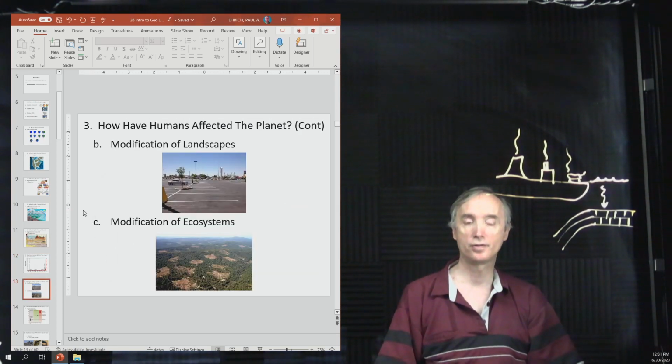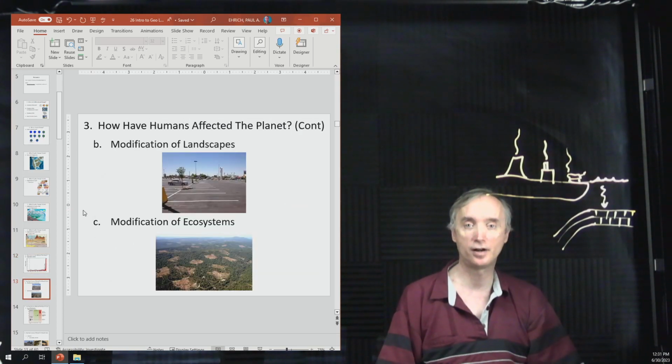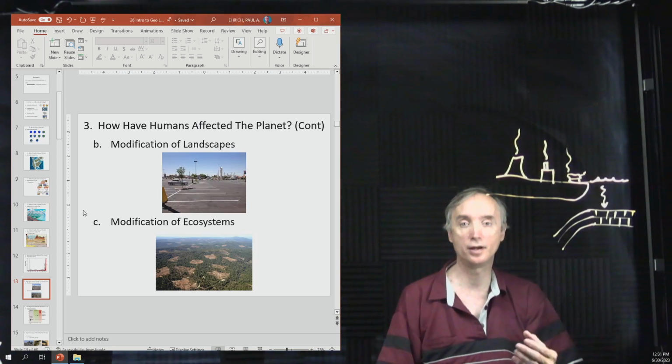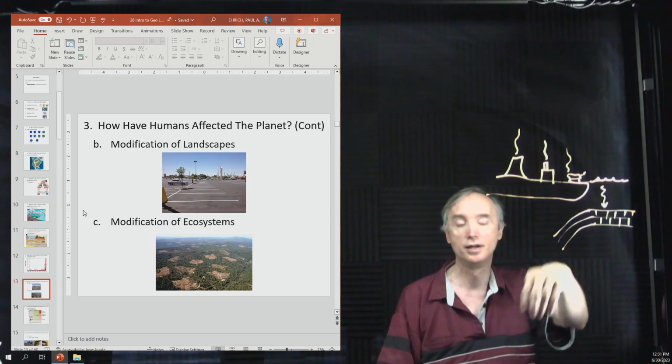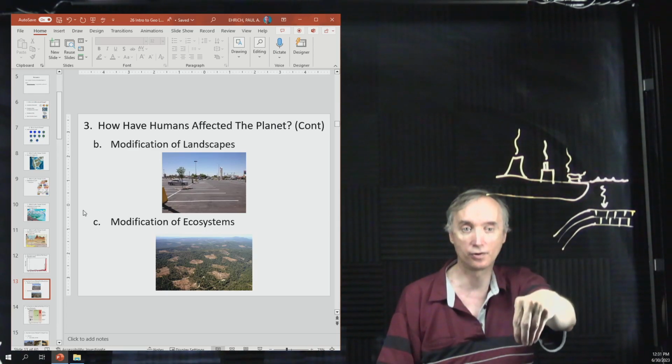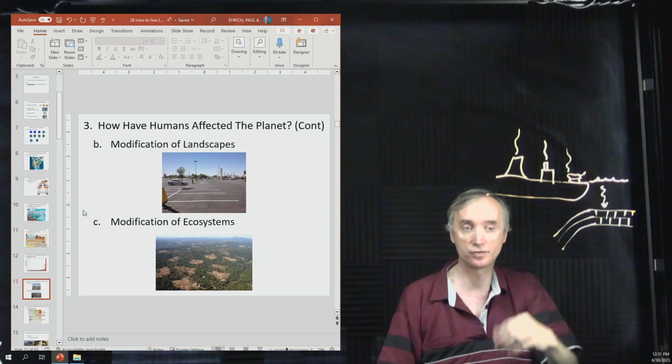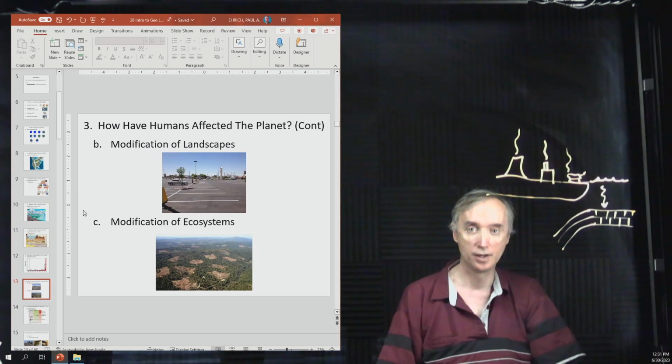Okay, so some other things that humans do is they modify landscapes, like for example paving over areas. Once an area has concrete on top of it, then water cannot get into the ground underneath it, and so it causes flooding problems, for example.